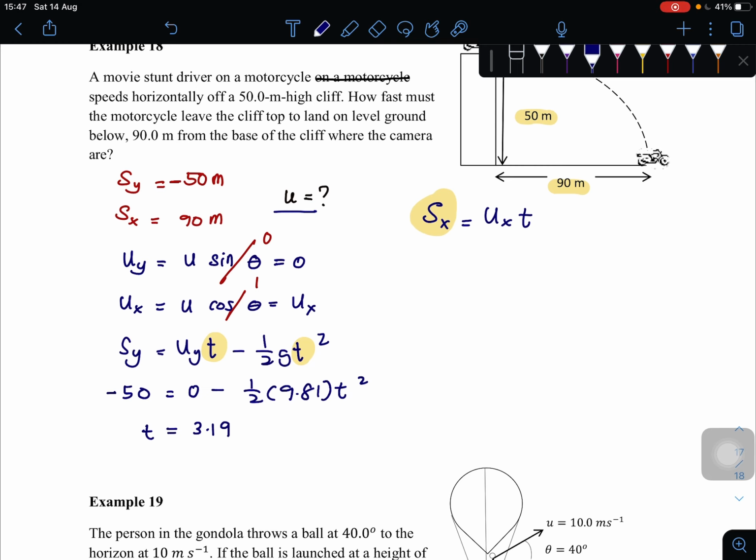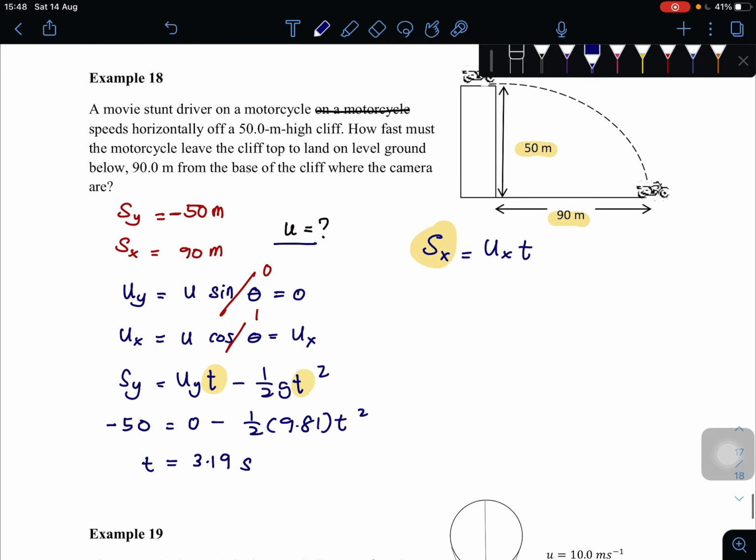which is equal to 3.19 seconds. Now that we have the value for t, we can substitute here to find the value for ux. So sx is 90, ux, and then t is 3.19. So ux is equal to 28.21 meter per second.